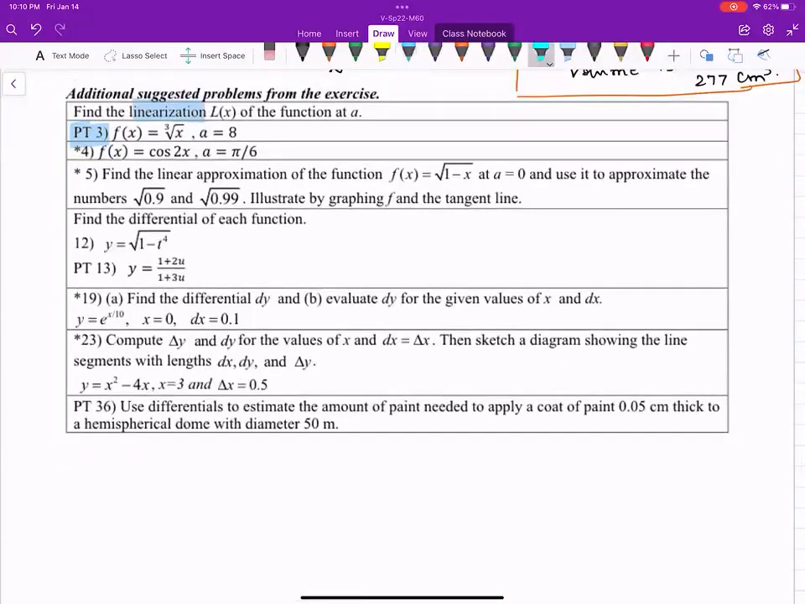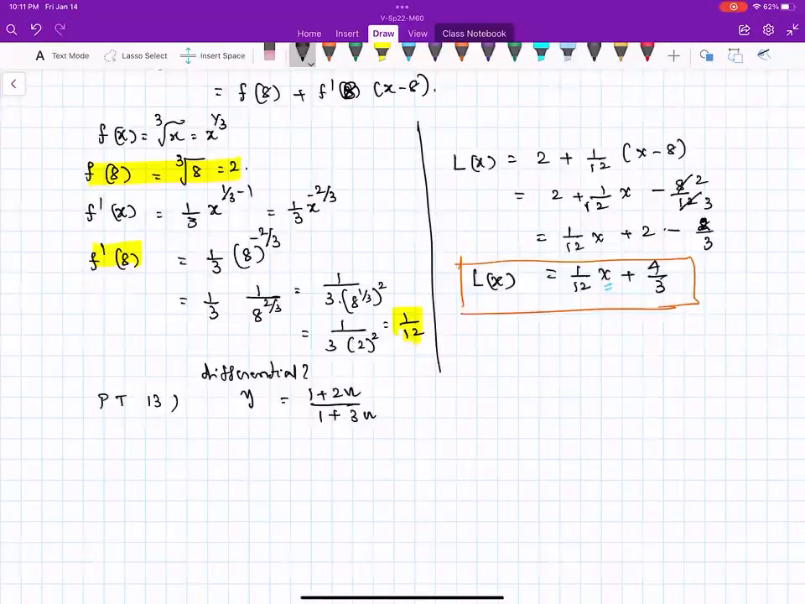Let's try this problem here. Find the differential of each function. This is also on the practice exam, number 13. y equals 1 plus 2u over 1 plus 3u. The question is asking you to find dy.